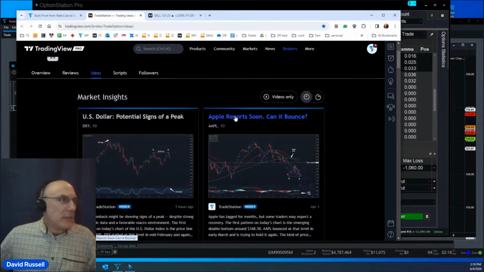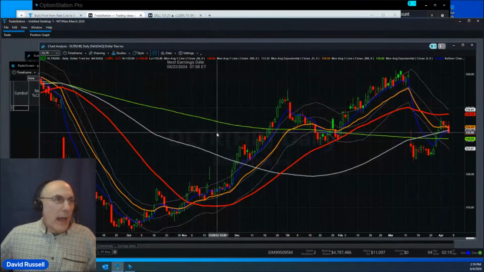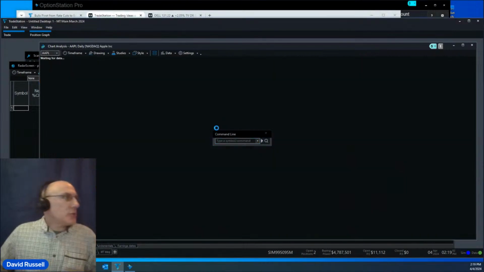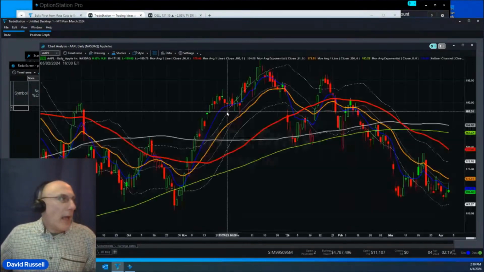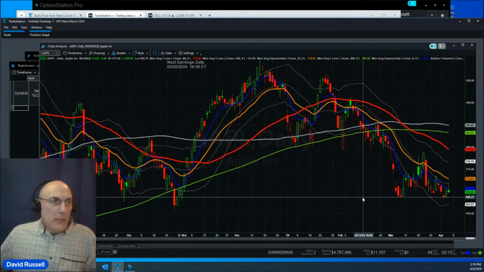But we basically did this thing on Apple holding this double bottom here potentially. So what's interesting to me about Apple here is a person could potentially look at how it's holding this level here around 170.